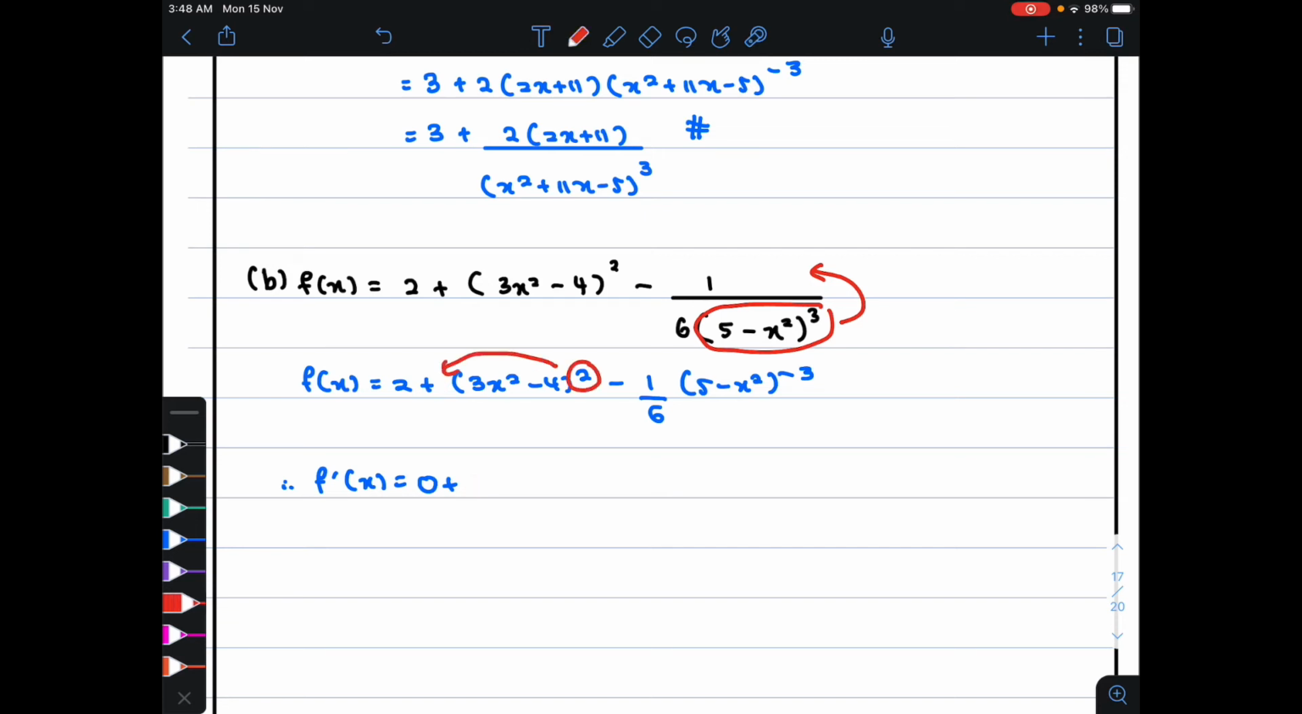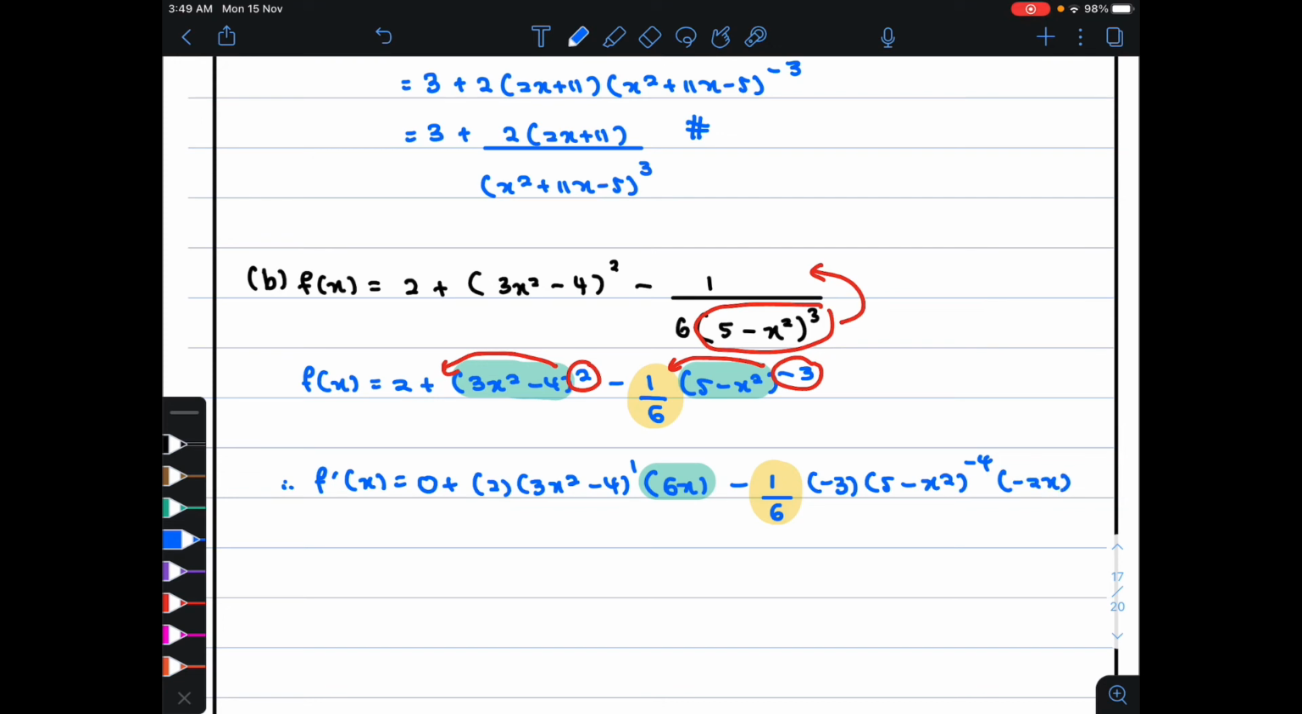Bring power to the front. Copy down everything here. But now what happens to the power? It is 2 minus 1, which is 1. But don't forget to differentiate this function with the power n. So you'll get 6x. Minus stays the same. For the last term here, the constant is 1 over 6. Bring power to the front. Copy down the function with the power n. Now the power will become negative 4. But don't forget to differentiate the function with the power. So in this case, you'll get negative 2x.